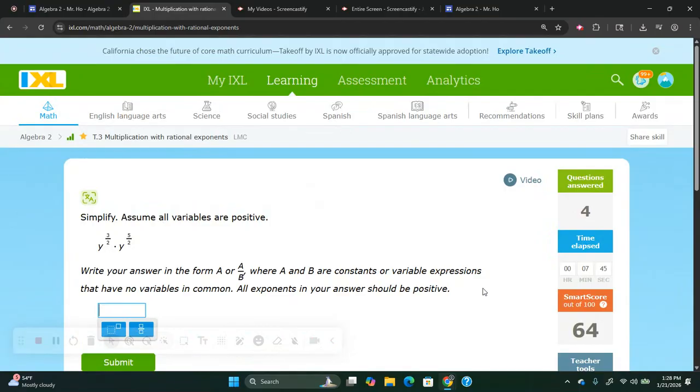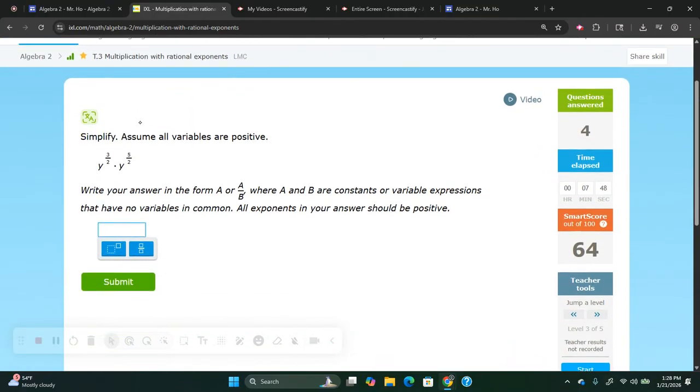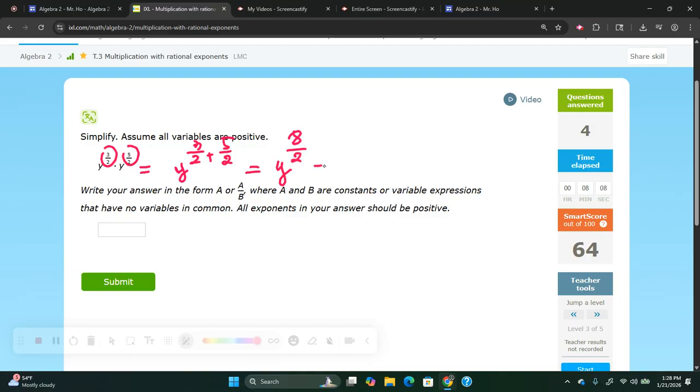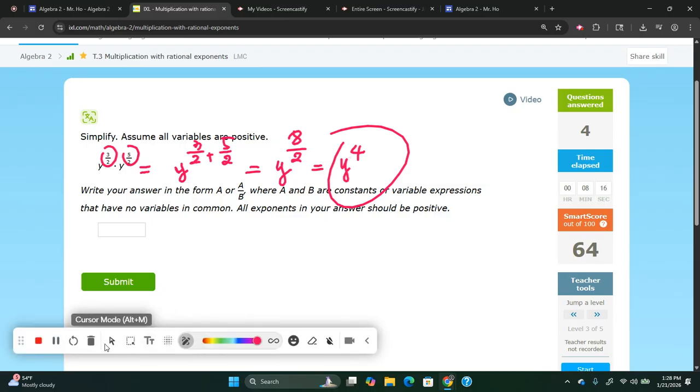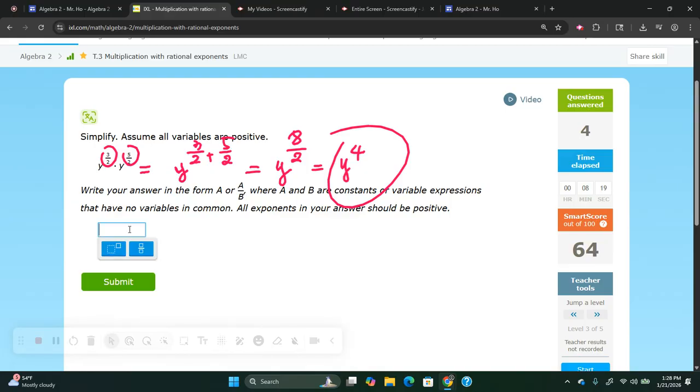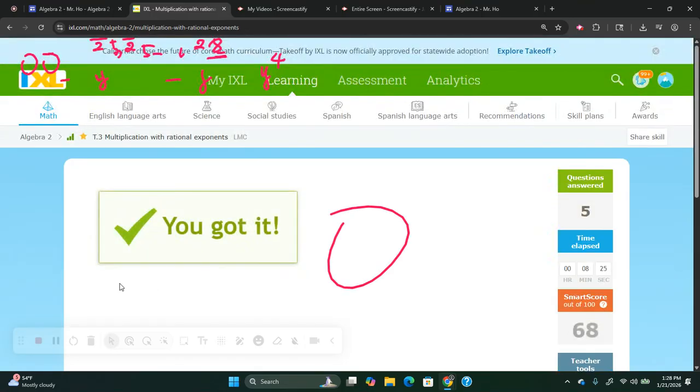There we go. So in this scenario, you got the base y are the same. So you just add the exponent together. 3 over 2 add with 5 over 2, that's 8 over 2, which is number 4. So the answer is y power 4. That's it. Here we go. Submit.